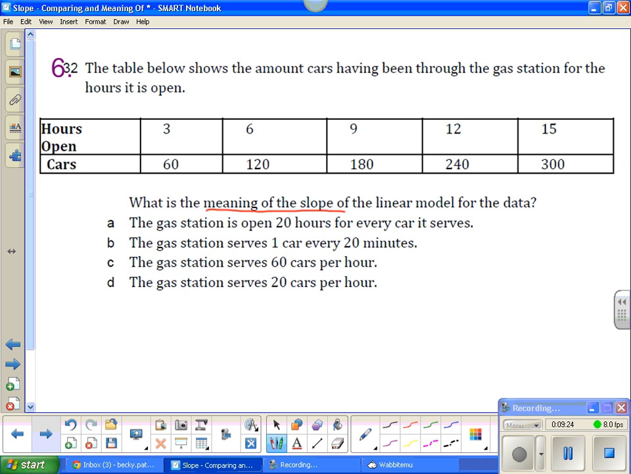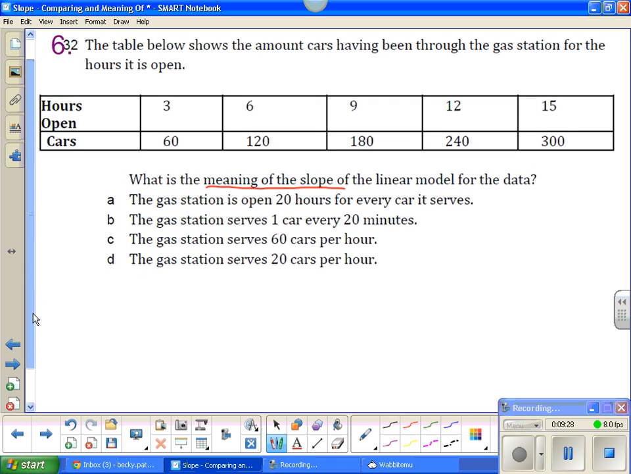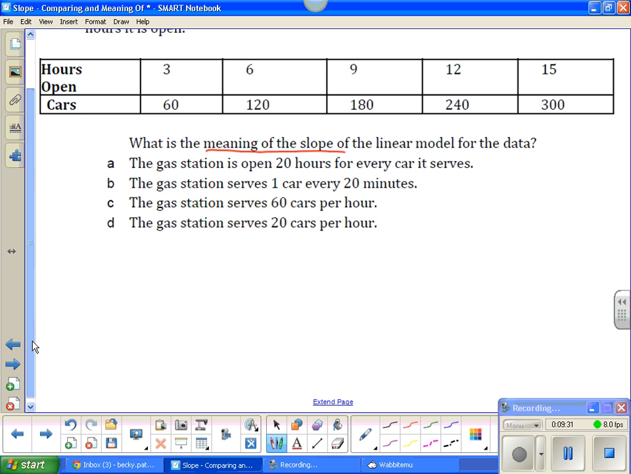Okay, now I've got a way to do this, and it will work every single time. If you will do it this way, you will never, ever miss these. If you try to just kind of wing it, you're going to get something mixed up, and you're going to pick the wrong answer. And these are really not difficult. So this is not one you want to miss.